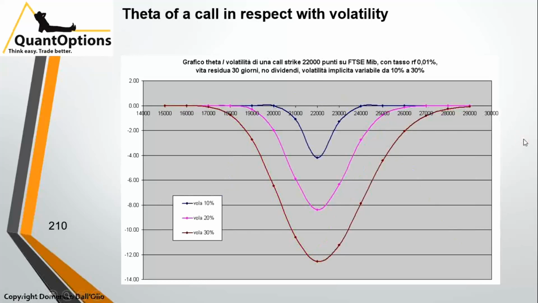What happens to the theta of a call in respect with the volatility? This is the chart of the theta versus the volatility of a call strike 22,000 points on the FTSE index, given a risk-free interest rate 0.01%, a residual life 30 days, no dividends, implied volatility ranging between 10 to 30%. The lower the implied volatility value, the lower the loss of the option due to the passage of time. The higher the implied volatility, the more significant the value loss of the option day after day.